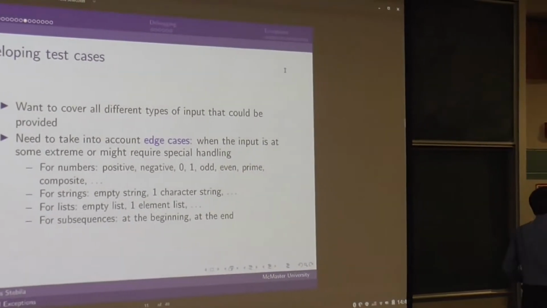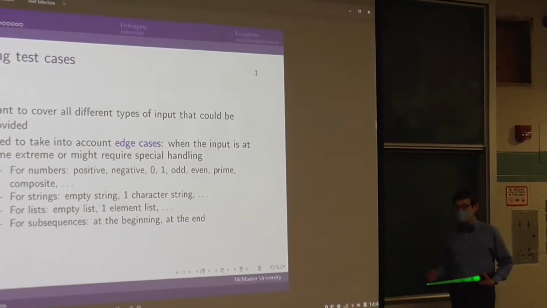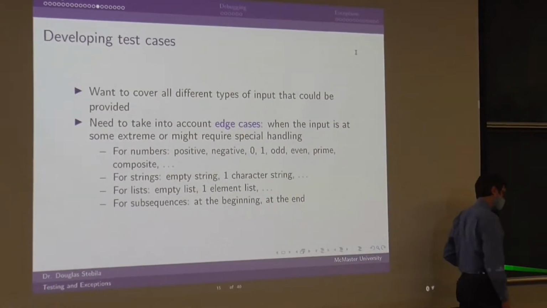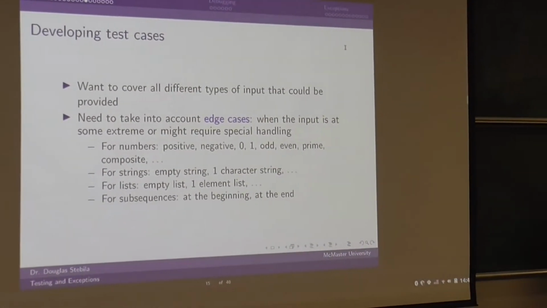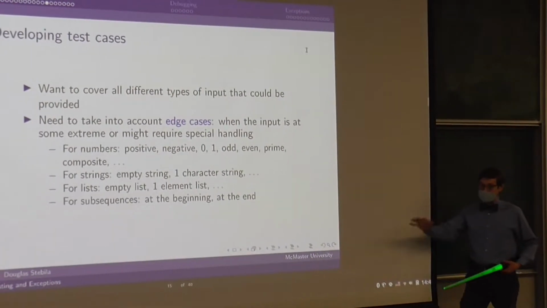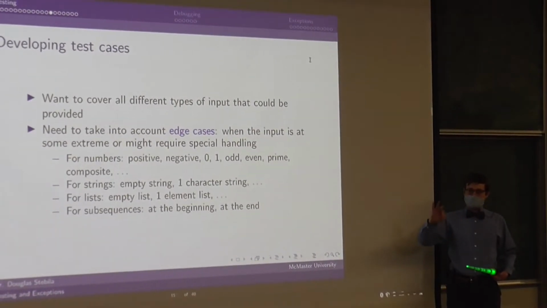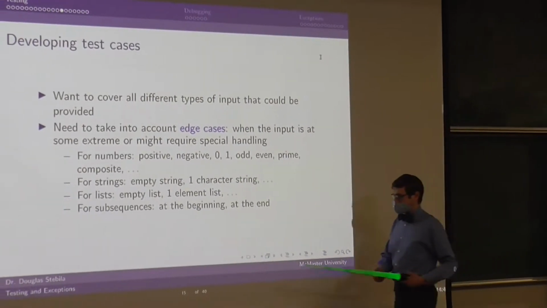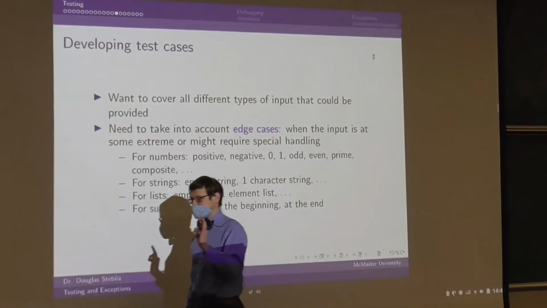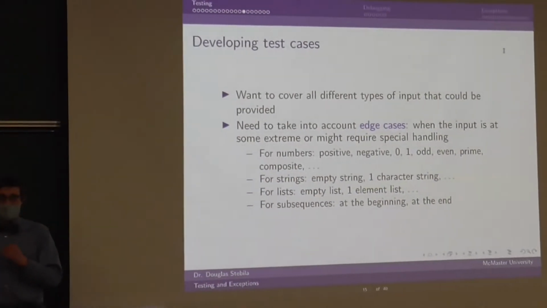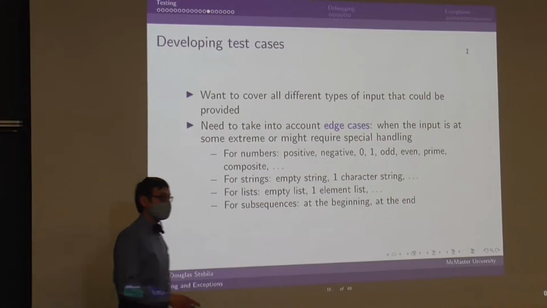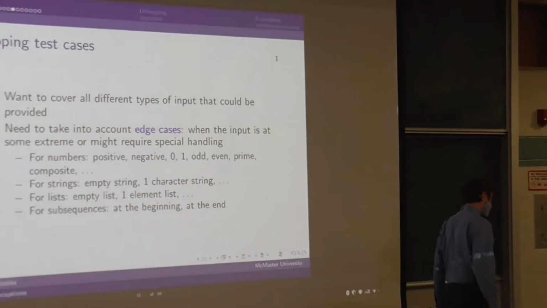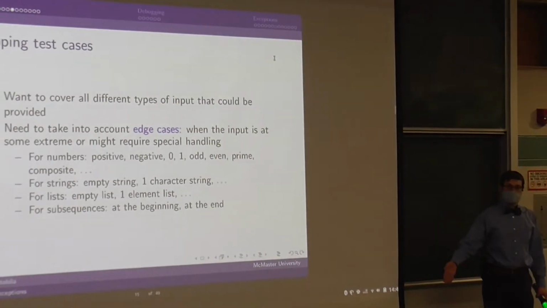So a very common example of an edge case is with a loop. Does your program still behave correctly if that loop does not even execute, right? In the case of a for loop, what does this thing do with an empty data structure? In the case of a while loop, what do you do if the while loop's condition is initially false, in which case the loop doesn't execute? Does your program still work, right?